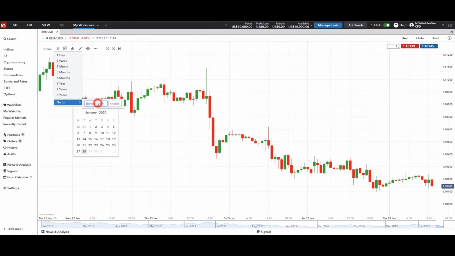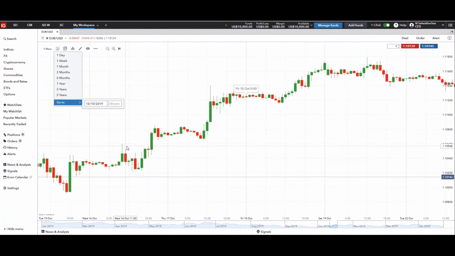Now we can also go to a specific date. In this case, let's say I want to go to October 18th on a Friday. And now you can see what happened during that week as well. So that's also an option. You can go to a specific date, or you can look at the past day, the past week, the past month, and so on and so forth.